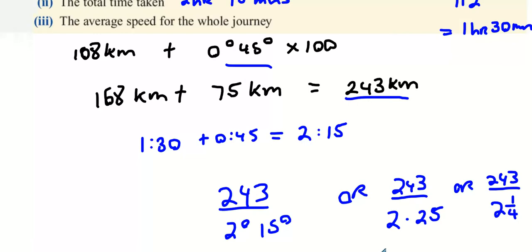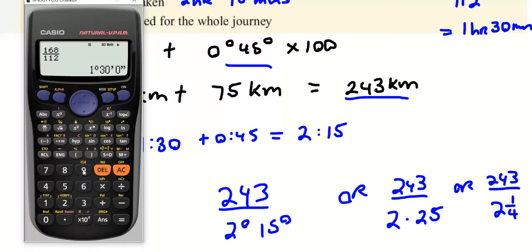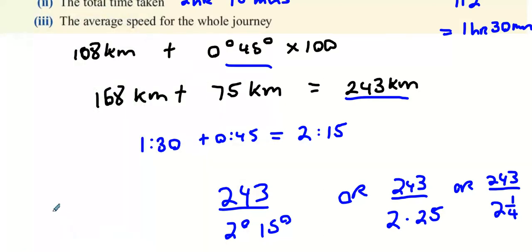So you can't have speed in hours and minutes. So if you were to use this button here, if you use that button there, oh wait, shift, setup, normal. 108 kilometers an hour. Did you? Yeah, good, yeah.